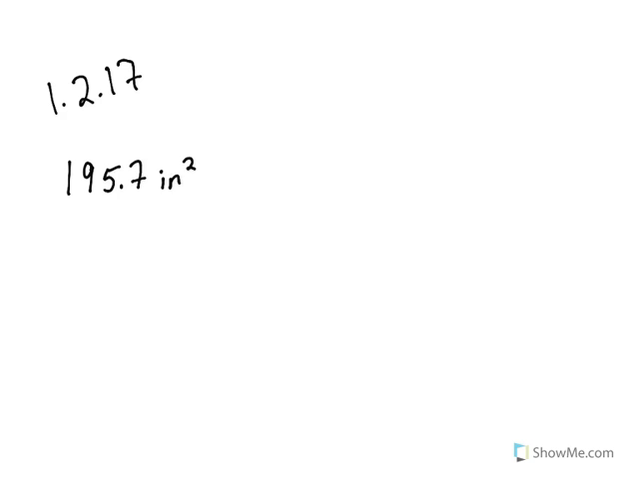So if I have 195.7 square inches and it wants me to convert that to square meters, and if we look at that table 1.2.1 of all our conversion factors, nothing is squared on that table. We have a few cubed units, but nothing is squared. We do, however, have centimeters to inches, and we have centimeters to meters.